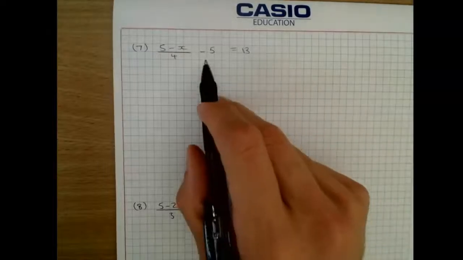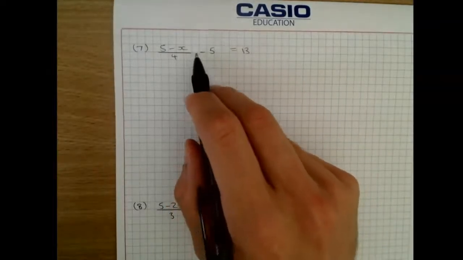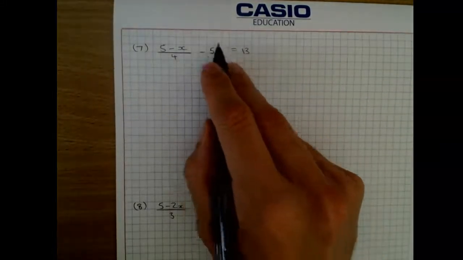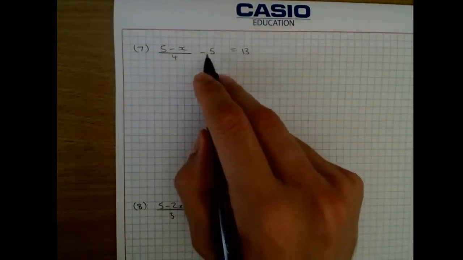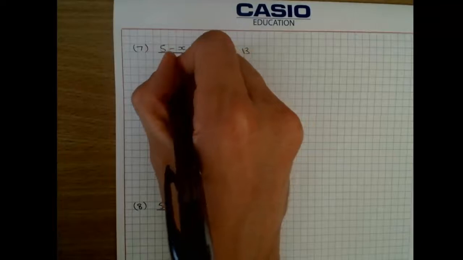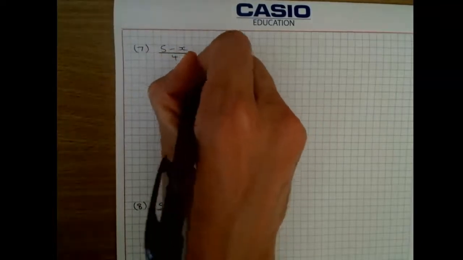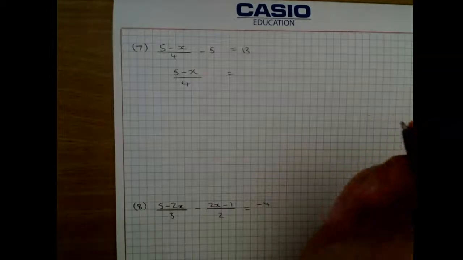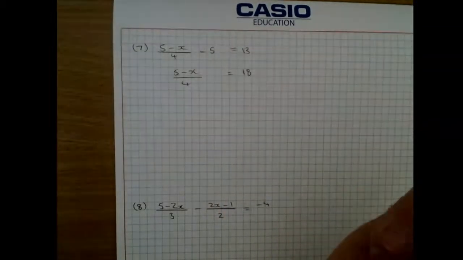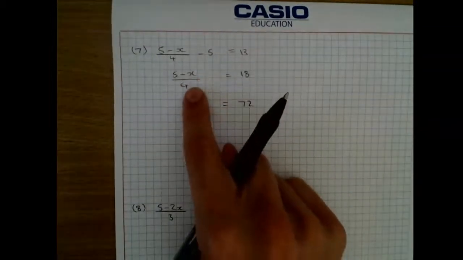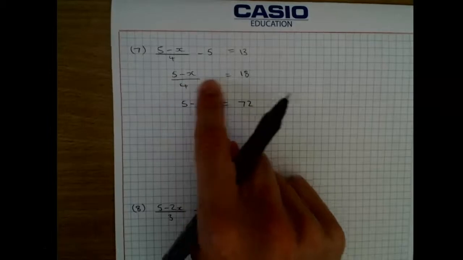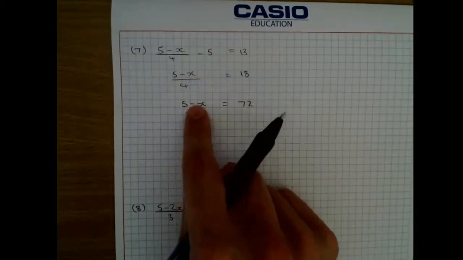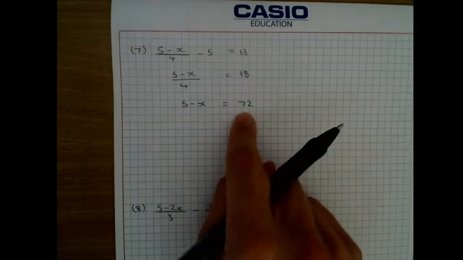Okay, in question 7, we need to try and make x the subject of the equation. So first I need to do something with this minus 5, so I'm going to add 5 to both sides of my equation. So 5 minus x over 4 will be equal to 13 plus 5 gives me 18. Now to get rid of this 4 on the bottom, I need to multiply both sides by the 4. So this whole thing multiplied by 4, so I'm left with 5 minus x, and 18 multiplied by 4 gives me 72.